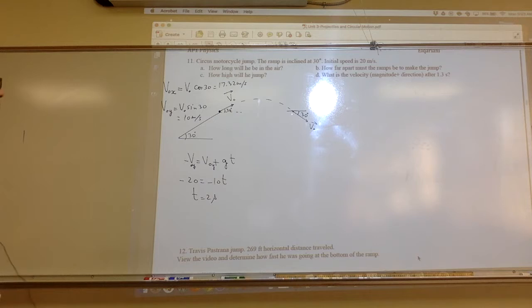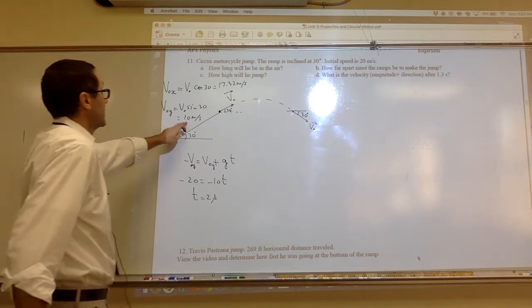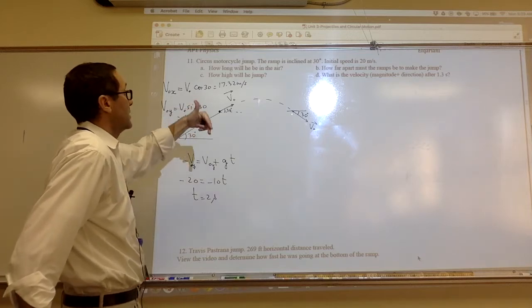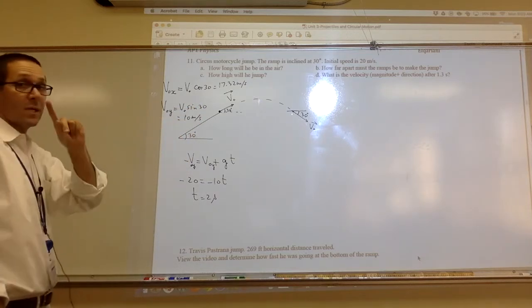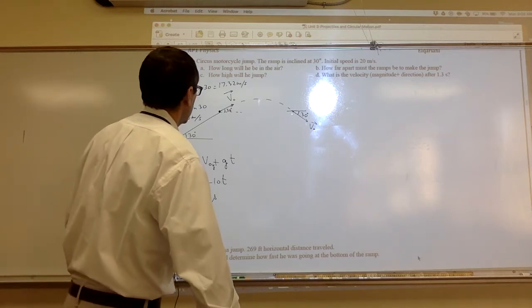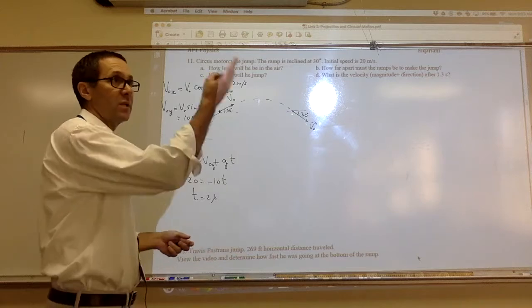You can just say it's going to take 1 second to get up to the top, to lose the whole 10 meters per second, and it's got to take another second to come back down to the same height. So time up equals time down if you're going back to the same height. It's just like throwing something up in the air.